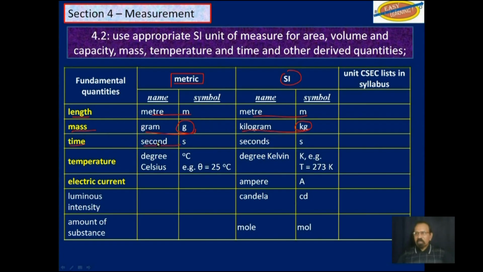Time is in seconds for the metric system, and in the SI system, seconds as well. Now, temperature is one of the major differences. In the metric system, you have degrees Celsius written this way, and in the SI system, it's degree Kelvin, or some people just say kelvins, written with an uppercase K. Electric current is the same thing, ampere, and luminous intensity, candela, CD, and amount of substance, mole, MOL.